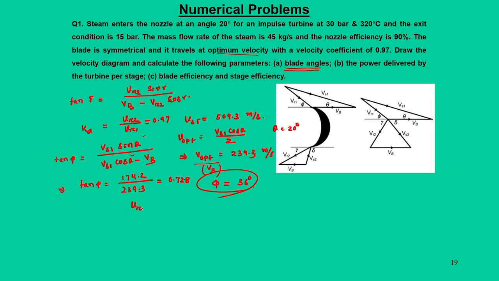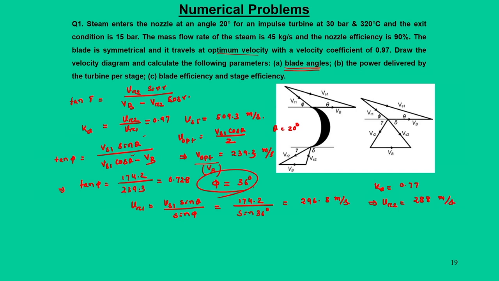So, V r 1 from our previous expressions we can find out as V s 1 sin theta by sin phi. So, this we get from the inlet velocity triangle. So, we know these numbers. So, this is 174.2 because theta we know, V s 1 we know, by sin phi is sin 36 degree. So, this number is 296.8 meter per second. Since K v is 0.97, so this will give you V r 2. So, V r 2 we get as 288 meter per second.